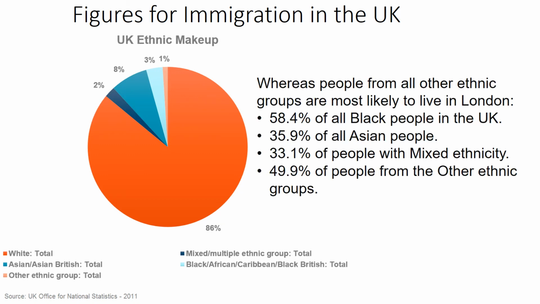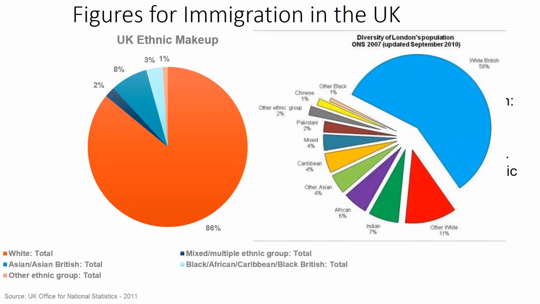However, if you look at London, it's vastly different. London is the most likely to have other ethnic groups living in it. For example, you can see there 58.4% of all Black people within the UK actually live in London. 35.9% of all Asian people within the UK live in London. And you can see some more statistics there.